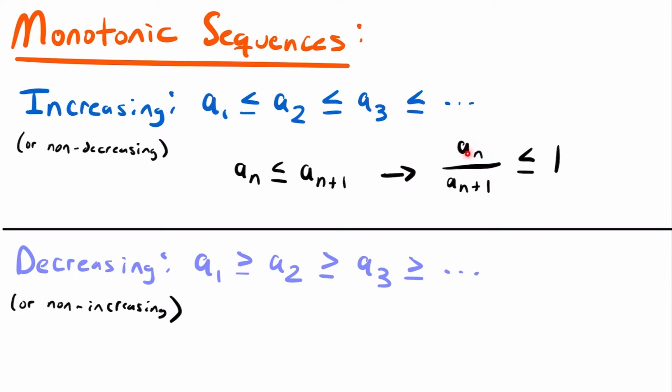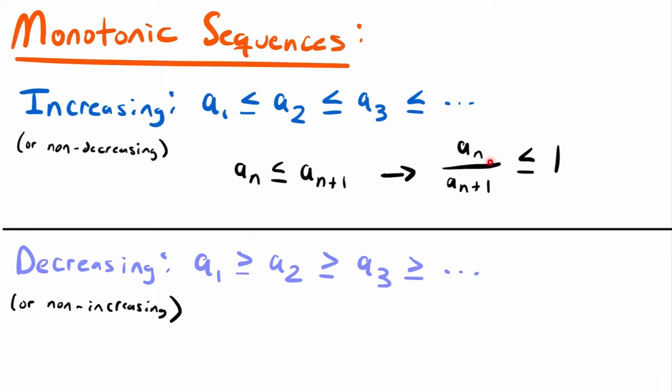A term of your sequence divided by the next term of your sequence should be less than or equal to 1. Now, if your sequence is decreasing, that's another way that it could be monotonic. That means that each subsequent term of the sequence is less than the previous one. And so your first term, a sub 1, would be greater than or equal to your second term. Your second term would be greater than or equal to your third term, and that would be greater than or equal to your fourth term, and so on. Now, once again, just like how we call increasing non-decreasing because the terms could be equal, the terms could also be equal here in a decreasing sequence, and so you might see this called non-increasing.